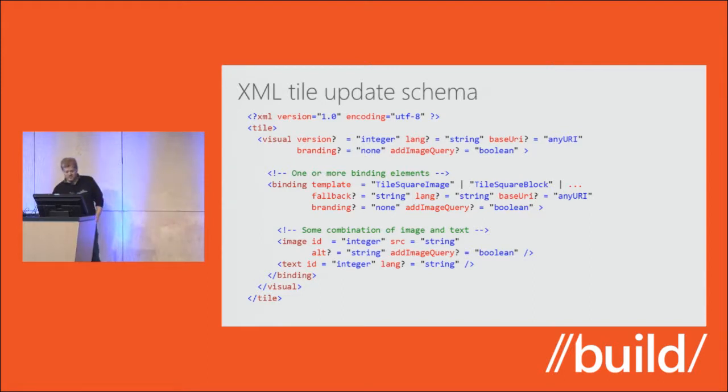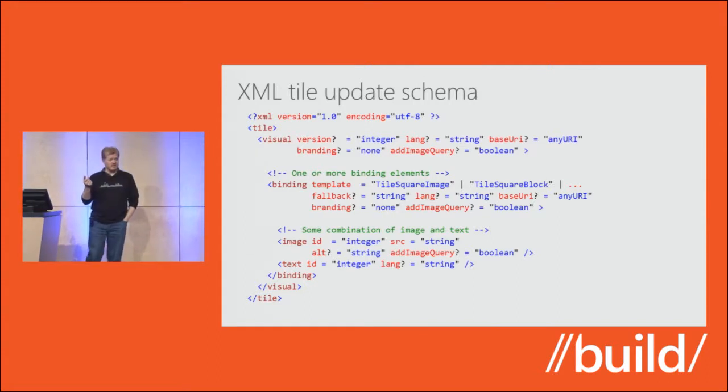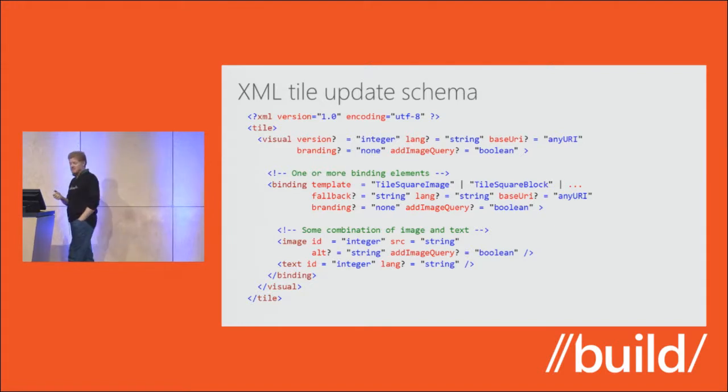Let me use the mouse here. So this is the template string that comes from the catalog. You'll see things like languages and some other base URIs that are used to resolve local references. This little branding thing here is very interesting. That will override whether the text or the badge or nothing shows up on that particular tile update, so you have that capability to switch.